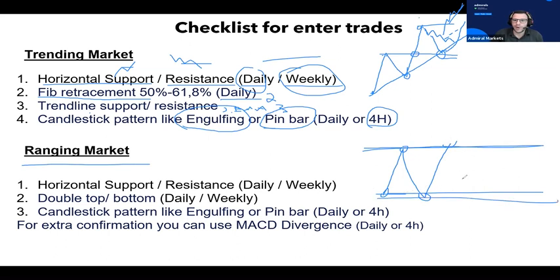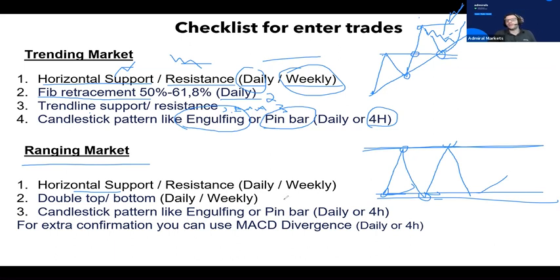If the price comes here, we have horizontal support. We have a double bottom, we saw the double bottom. And then with a candlestick pattern on the daily or 4-hour chart, bullish engulfing or bullish pin bar, we can take this trade, a high probability trade.